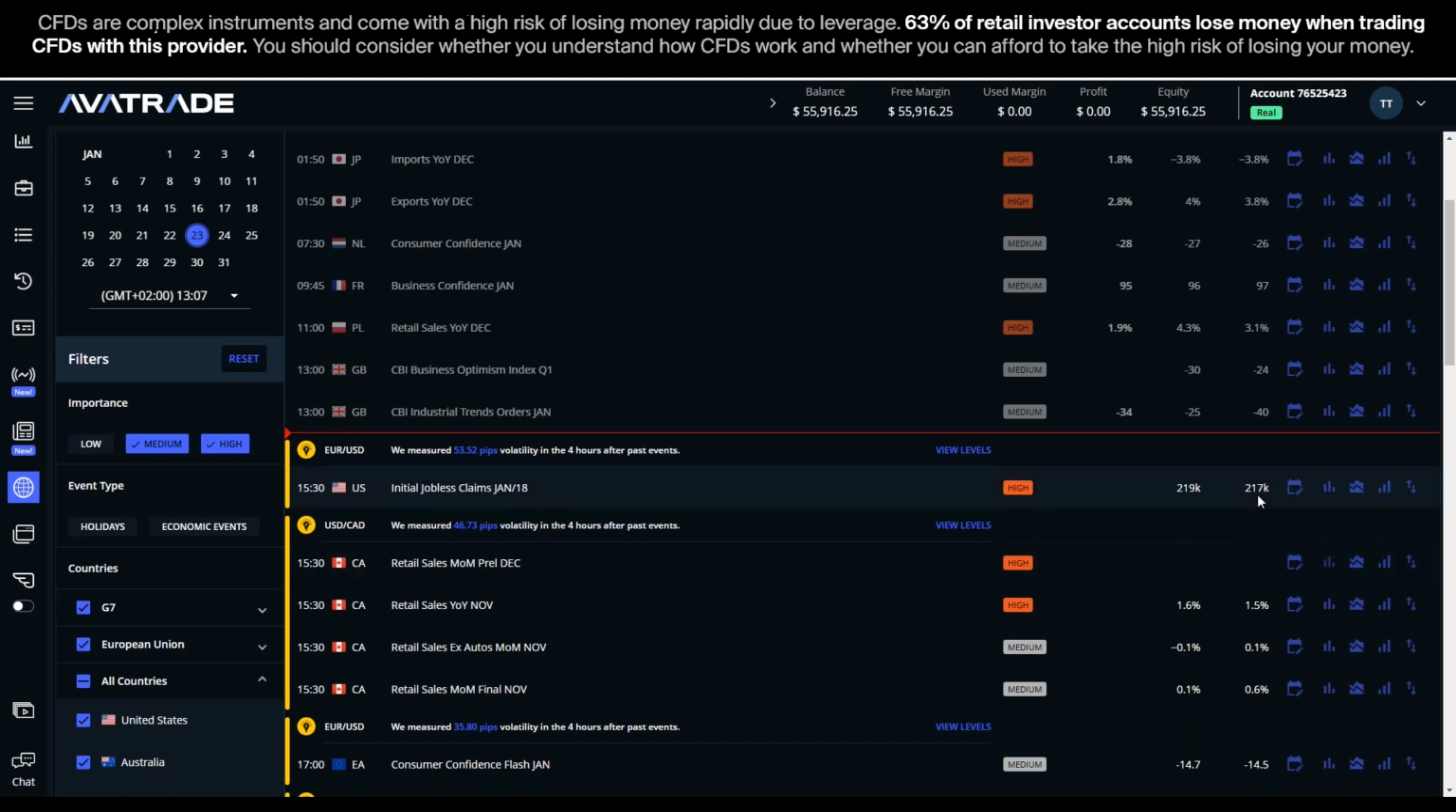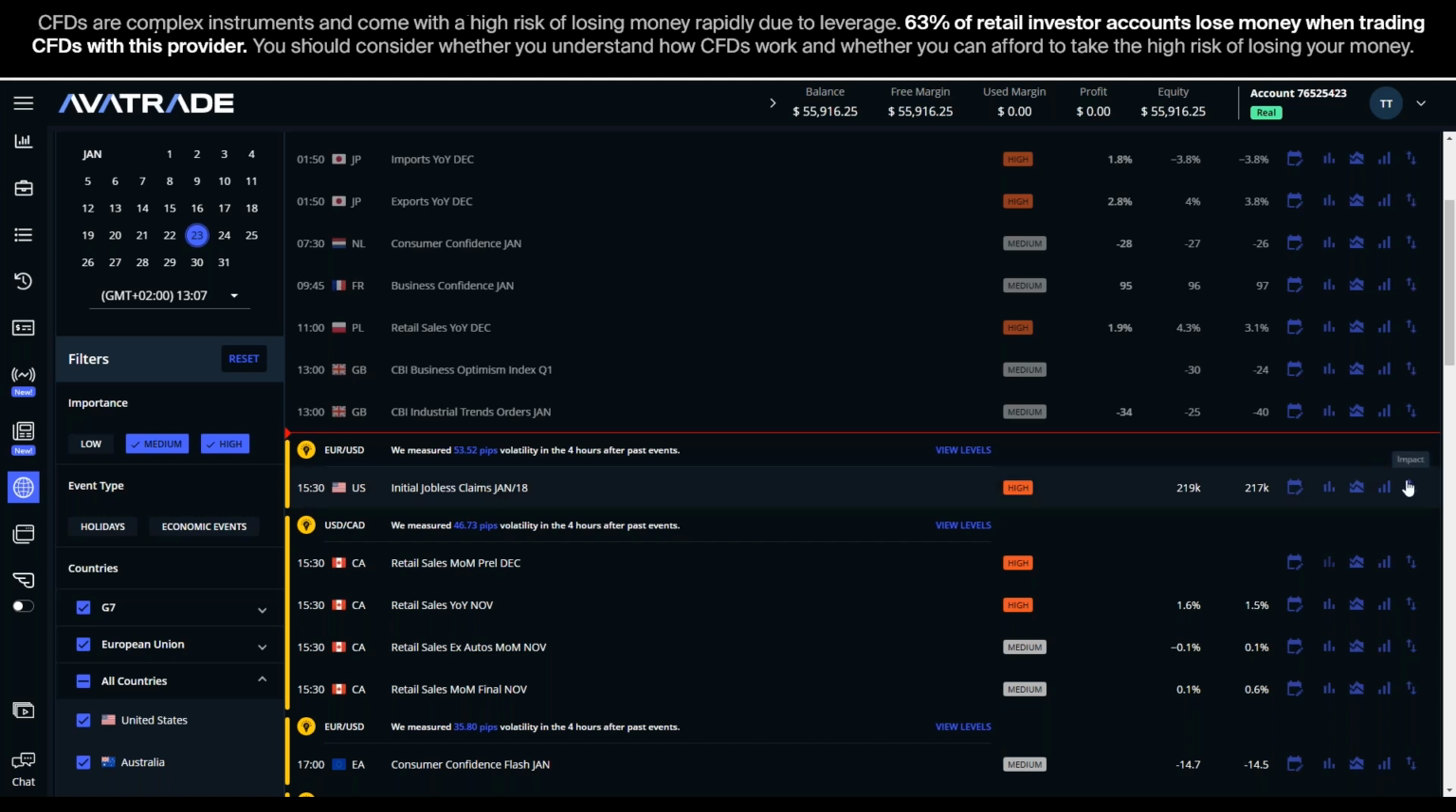So the US is expected on the initial jobless claims to have a small tick up from 217,000 to 219,000. Now we're talking jobless claims. So the higher this number is, the worse the news is. So if this comes in above expectation, that's deemed to be bad news for the economy. And if it comes in below expectation, that would be deemed good news for the economy because we're talking about jobless claims.